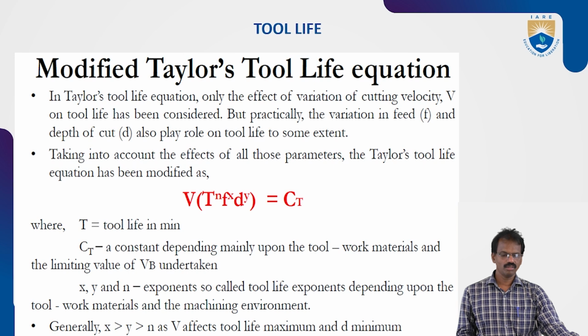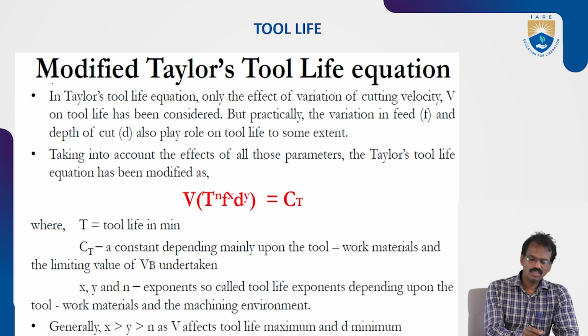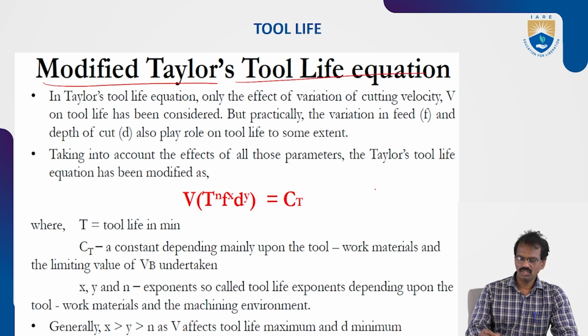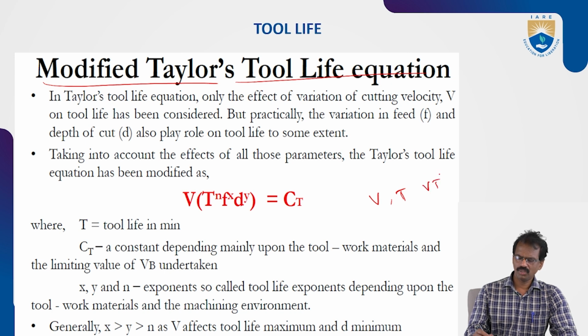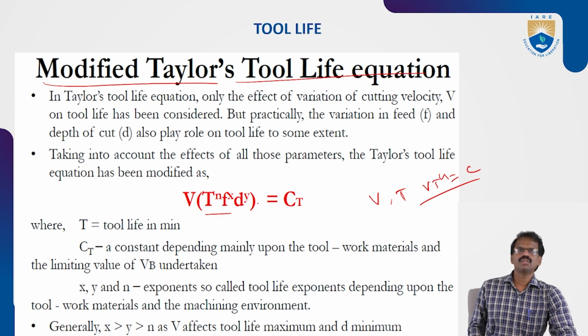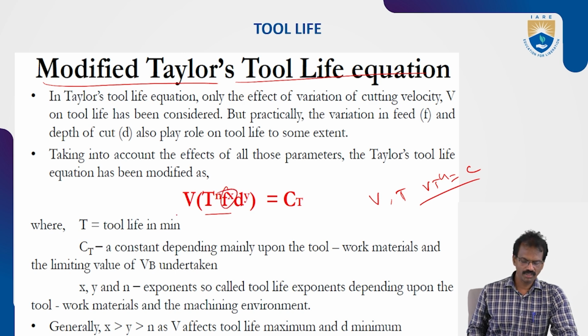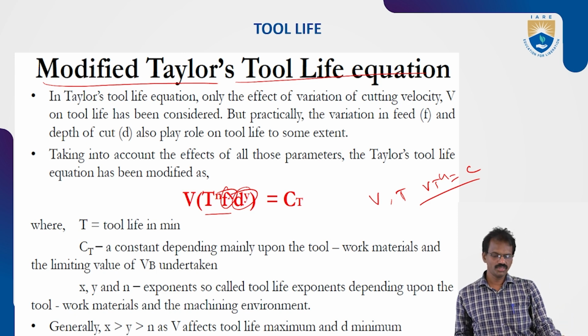Here is one more Taylor's tool life equation, the modified tool life equation, because in the previous one we saw only the relationship between cutting speed and tool life: V t to the power of n is equal to C. Here two more parameters which influence the tool life are included. One is the feed, which is also very important. Next, the depth of cut, d. These two parameters are very important in influencing the tool life.